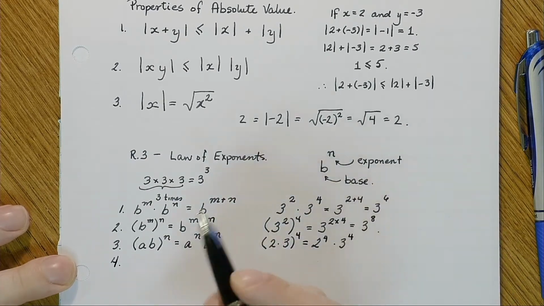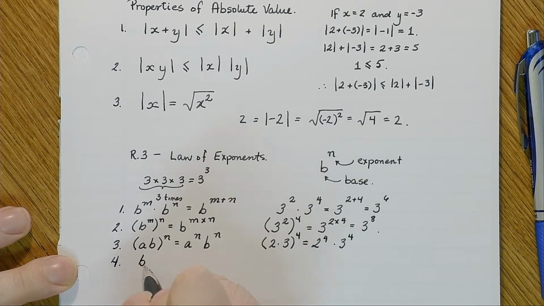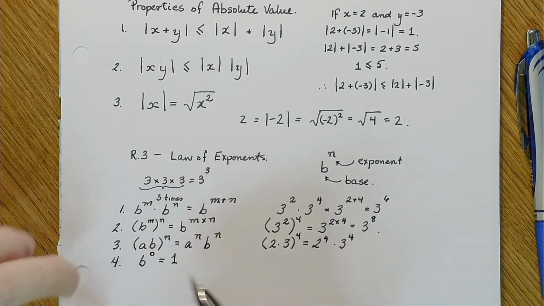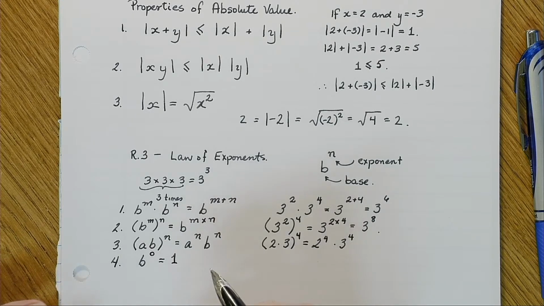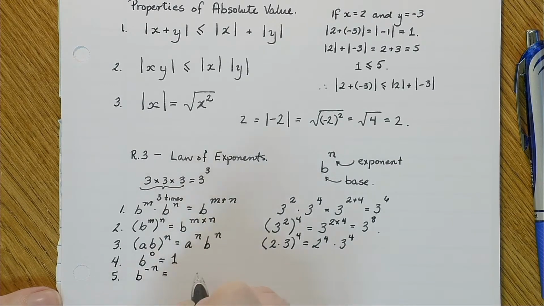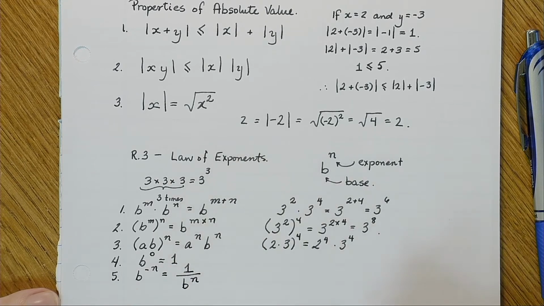Okay, another rule that we have is that any base raised to the 0 is equal to 1. Except for 0, 0 raised to the 0 is not defined. Number 5, b to the minus n is equal to the reciprocal. So if I have a negative exponent, I can just shove it into a denominator.